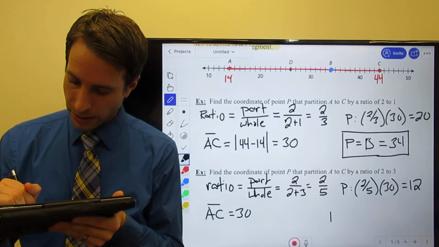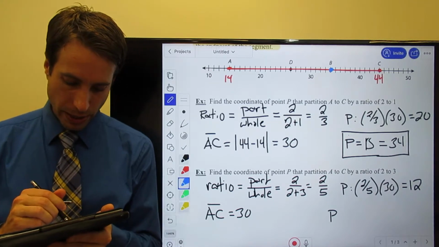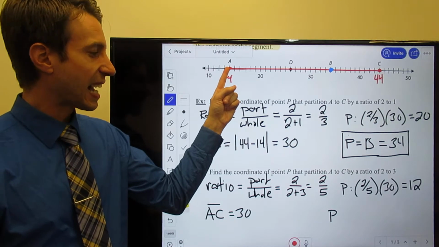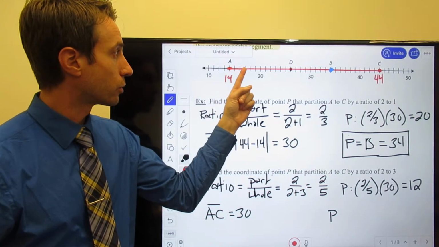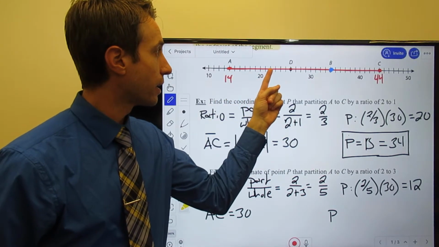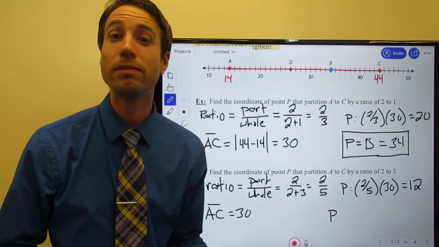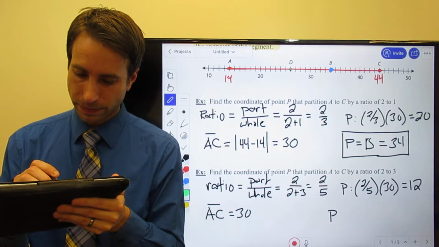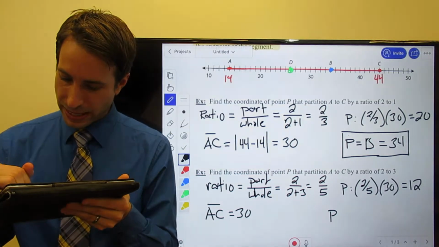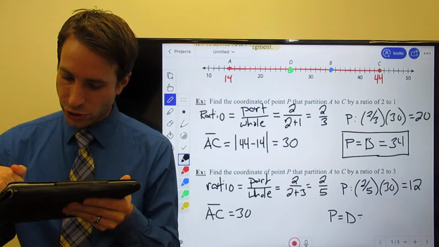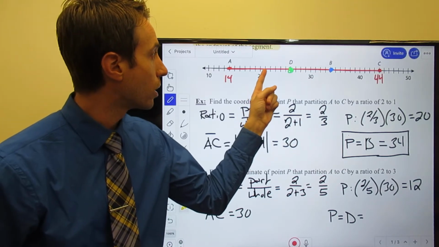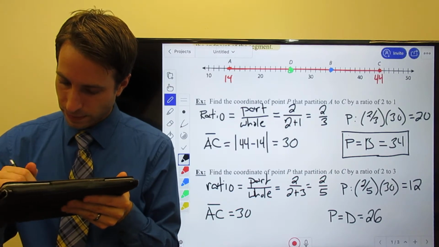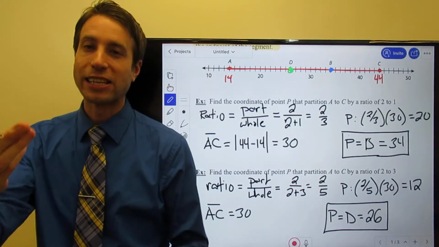So, let's find point P. Here we go. Do it in green this time. Here's 14. I got to add 12 to it. 1, 2, 3, 4, 5, 6, 7, 8, 9, 10, 11. Ooh, it's point D. Right there. So point P is equal to point D, which is at the point 21, 2, 3, 4, 5, 26. All right, so there we go.